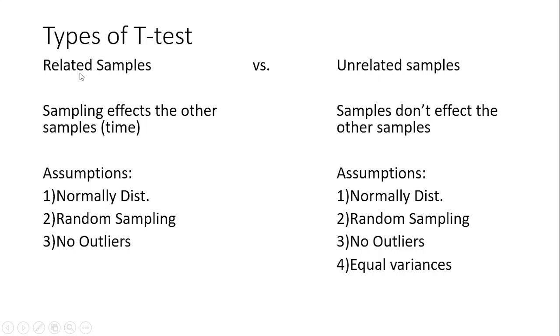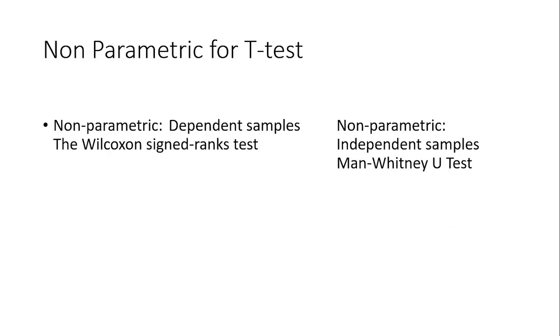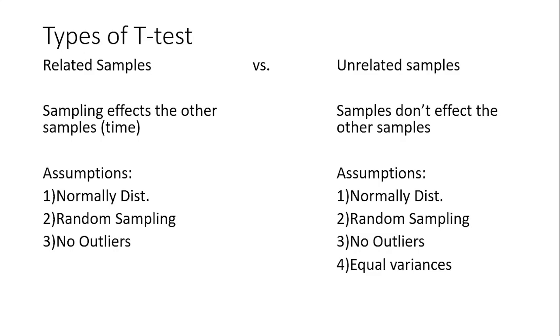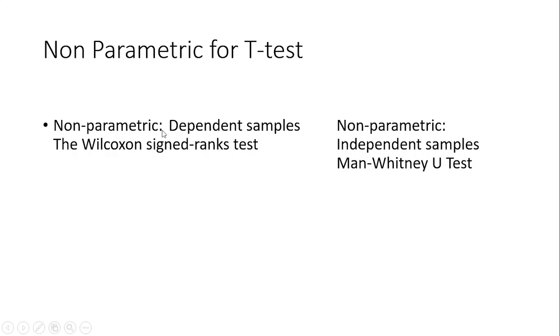Let's see the assumptions for the related samples. Assumptions: normal distribution, random sampling, and no outliers. For unrelated samples, you would also have equal variances. I will explain this in the Excel sheet. And how would you calculate these? How would you decide whether to do non-parametric or parametric ones? Let's see the non-parametric versions of these. Wilcoxon signed ranks you would do for dependent samples, paired samples. For independent samples, you would do Mann-Whitney.